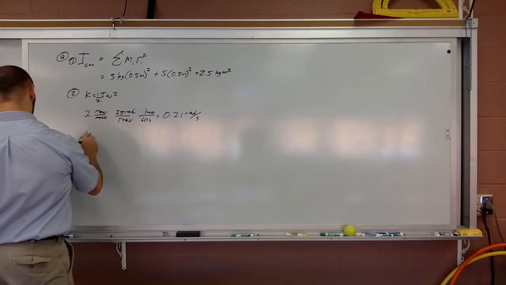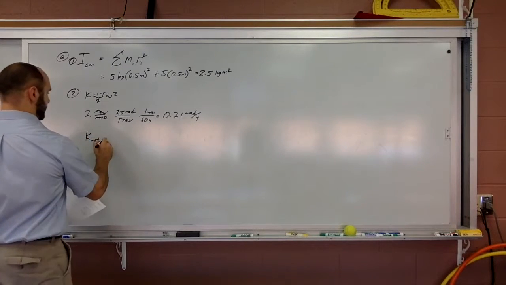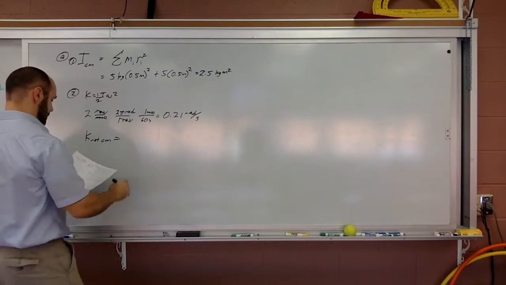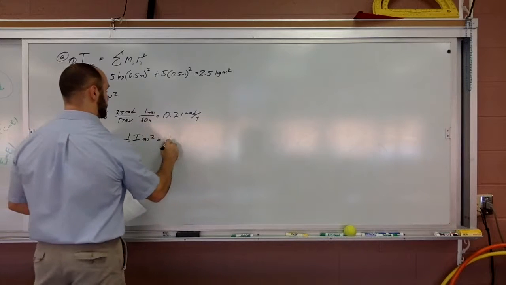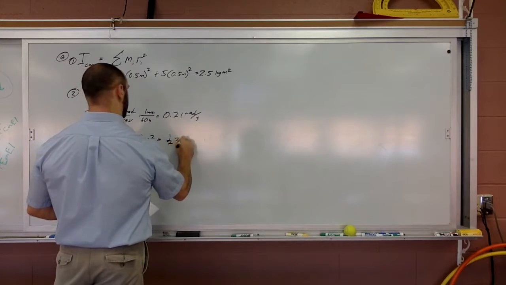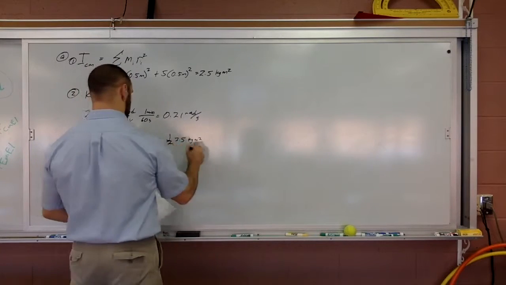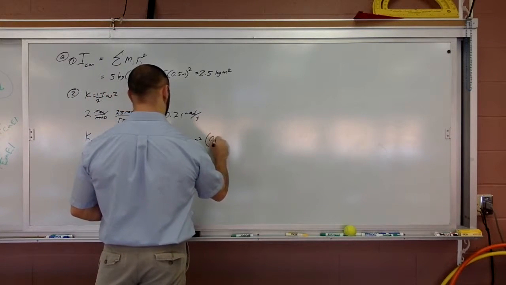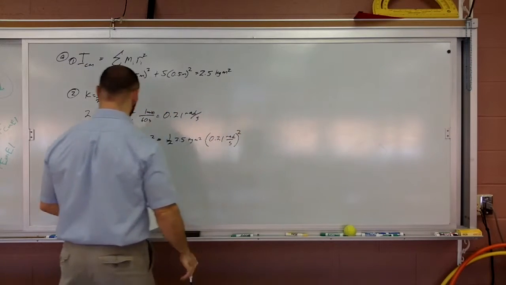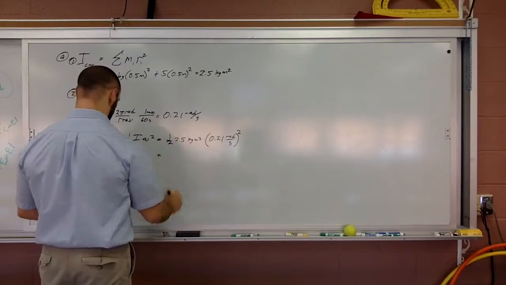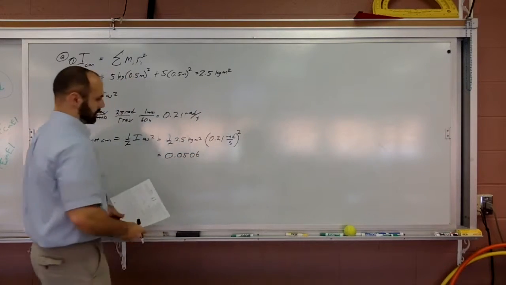So K, the rotational kinetic energy around the center of mass, is 1/2 I omega squared. So we plug in our numbers. 1/2 times I, which is 2.5 kilogram square meters, times 0.21 radians per second squared. Okay, that comes out to about 0.0506.